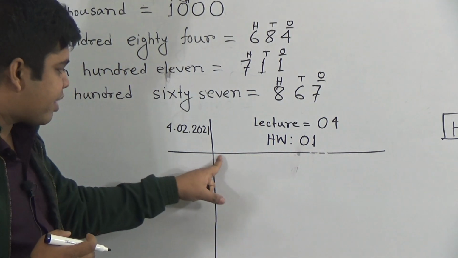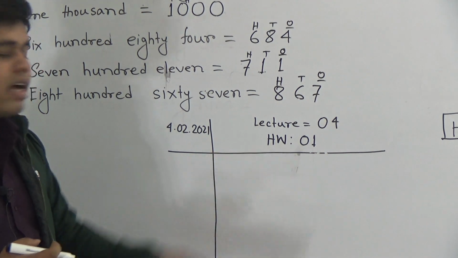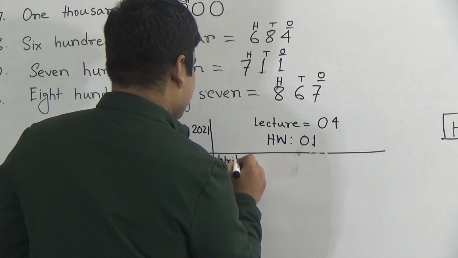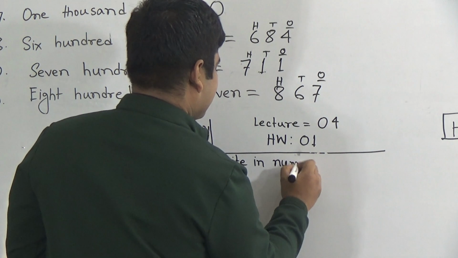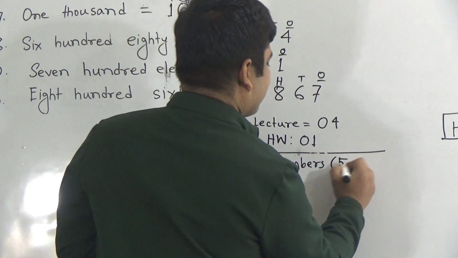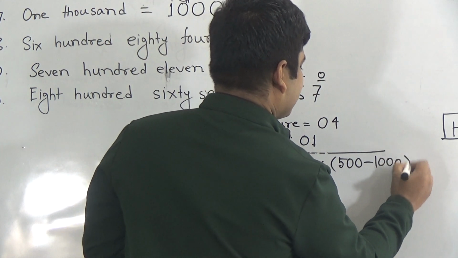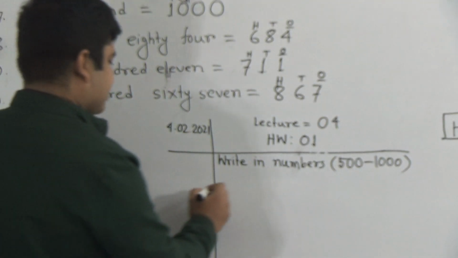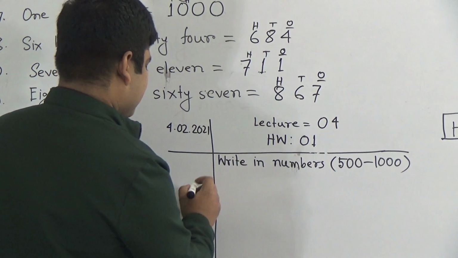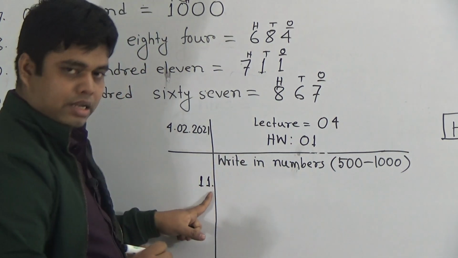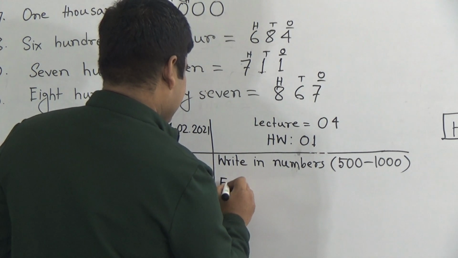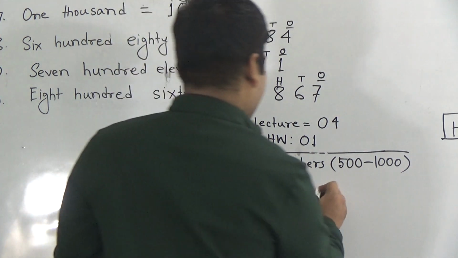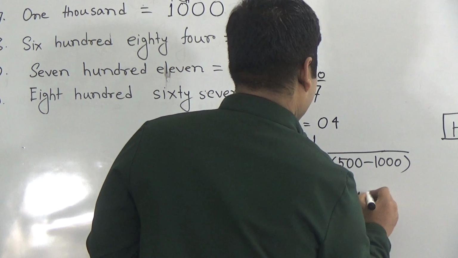Okay, from here you write the heading. So what is our today's topic? Our today's topic is write in numbers, from 500 to 1000. First of all you write this heading. After that you start to write. Suppose the first one is number 11. So here you write the number, and you write 877.